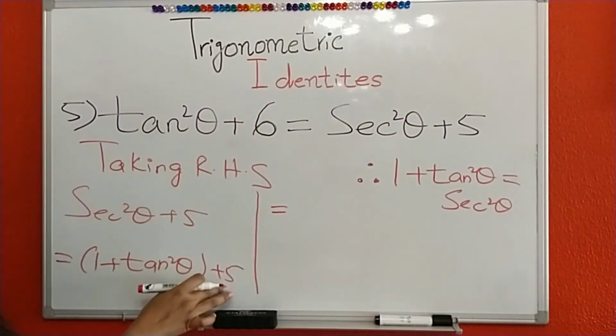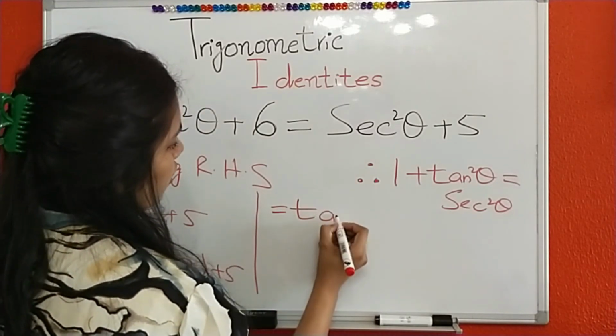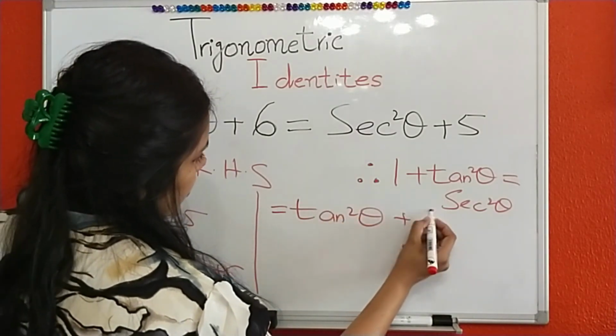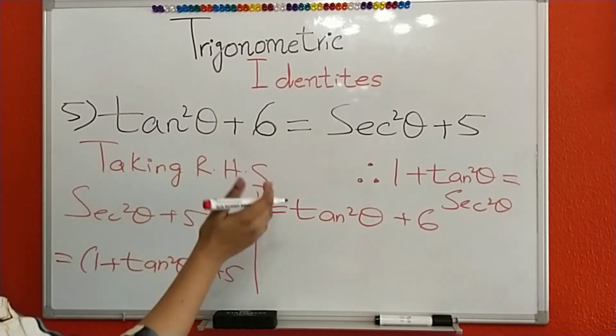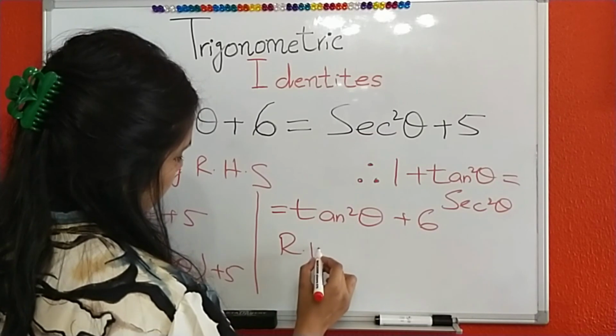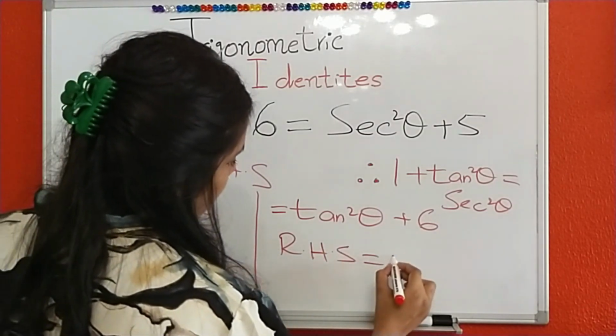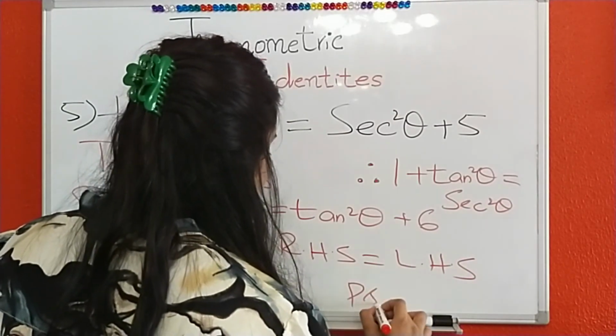So I'm just adding 5 and 1, then tan²θ plus 6. You can see I have easily converted this question. This question is very easy. So here right hand side is equal to left hand side, proved.